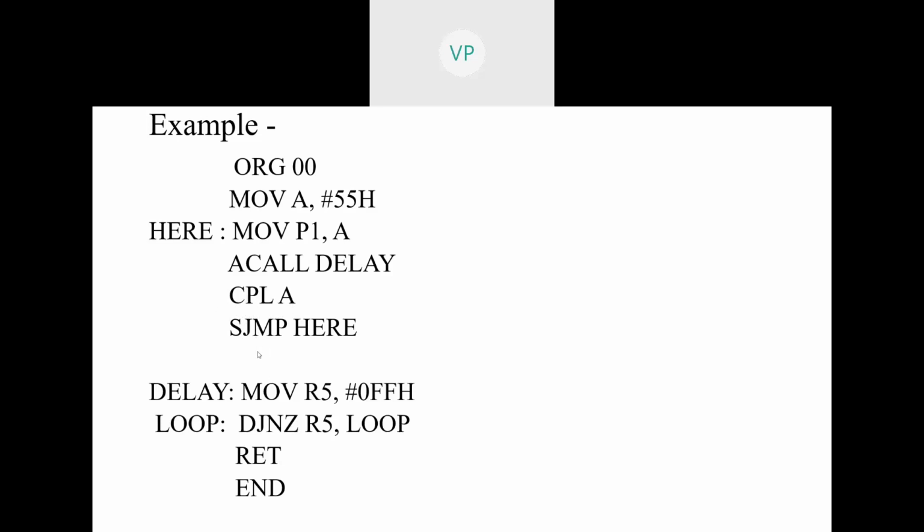Again, what do we have? A simple jump here. It is an unconditional jump, a relative jump, right? Again, it will do MOV P1, A. You can see here, we are writing a delay function, right? And the content of P1 is complemented after this delay time. Depending on the number which is given here, the delay is decided there, right?